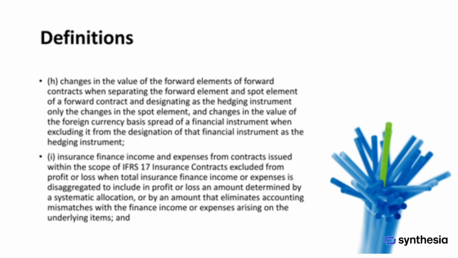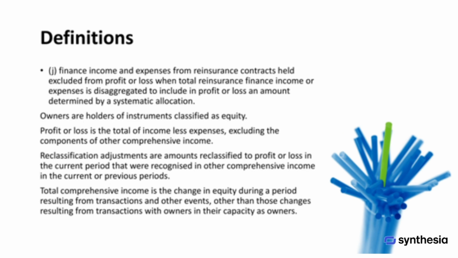in this category. Furthermore, insurance finance income and expenses from contracts covered under IFRS 17 may be included in other comprehensive income if they are excluded from profit or loss due to a systematic allocation approach or to eliminate accounting mismatches with the finance income or expenses of the underlying items. Other comprehensive income also includes finance income and expenses from reinsurance contracts held, which are excluded from profit or loss when they are disaggregated in a way that allocates a portion systematically or eliminates accounting mismatches.